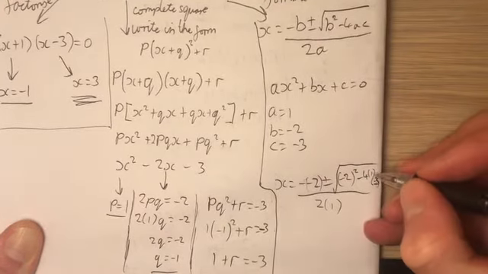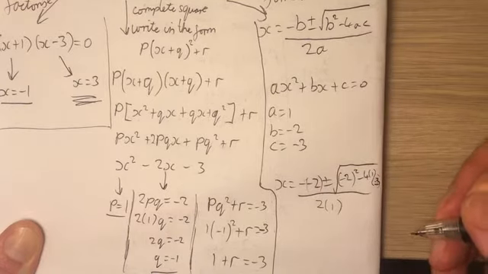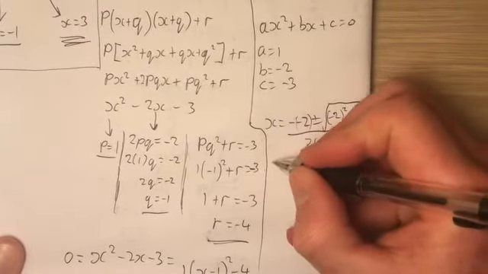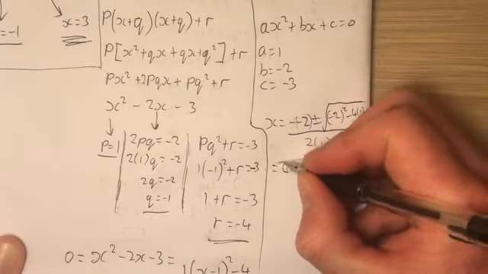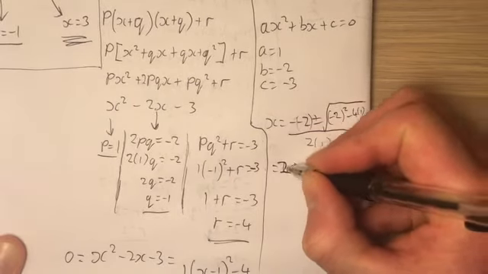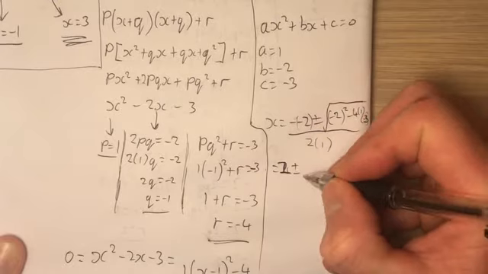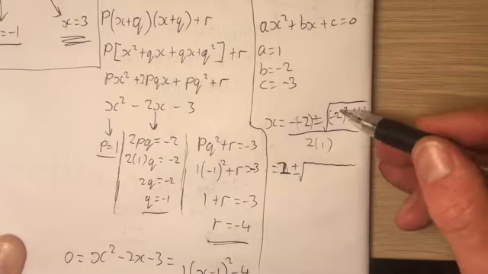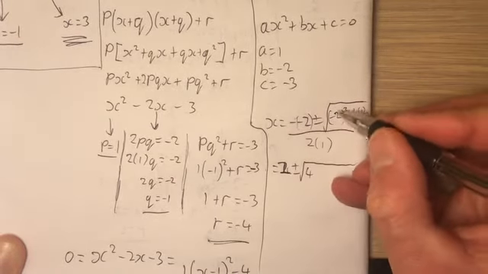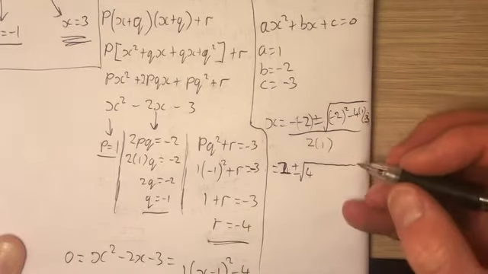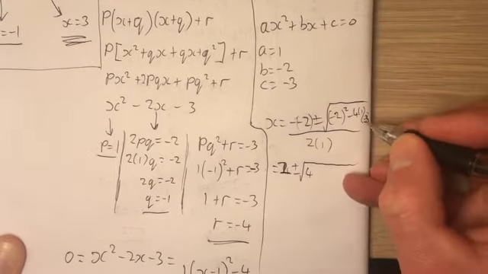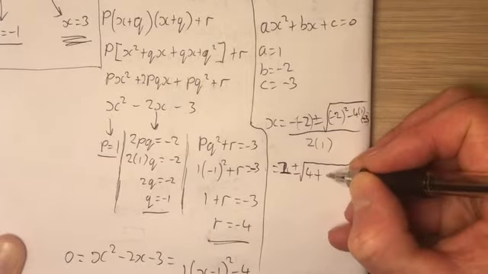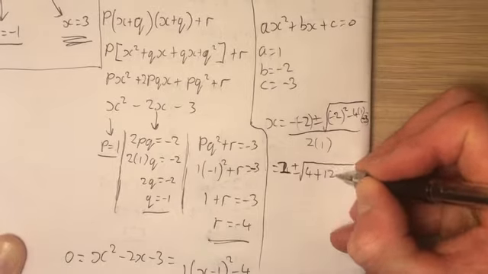So you'll see the next step easily. 4 times 1 times negative 3 there. 4 times a times c. So what have I got? Minus minus is a plus. So x is going to be 2 plus or minus the square root of, now this is important. Everyone always gets this wrong, all right? Negative 2 squared is going to be 4. You'll always have a positive number here. Okay? So then minus there, minus 3 there. So negative times negative is a positive again. So plus 4 times 1 times 3. 4 times 3 is 12. Times 1 is still 12.